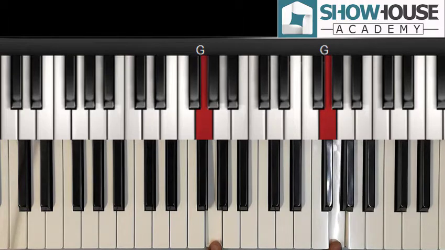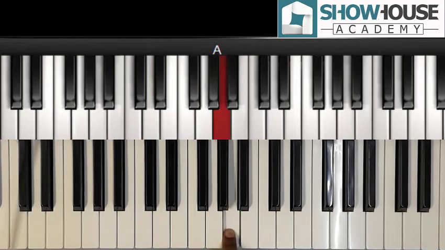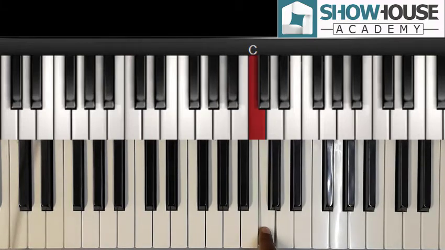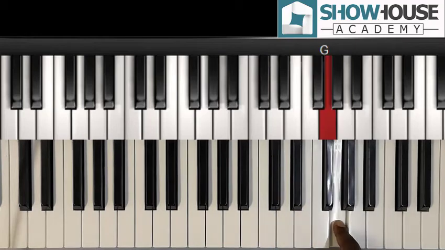All right? But now applying the same formula: tone, tone, semitone, tone, tone, tone, semitone. So it's going to be starting from G: tone, tone, semitone, tone, tone, tone, semitone. That's a scale of G major.